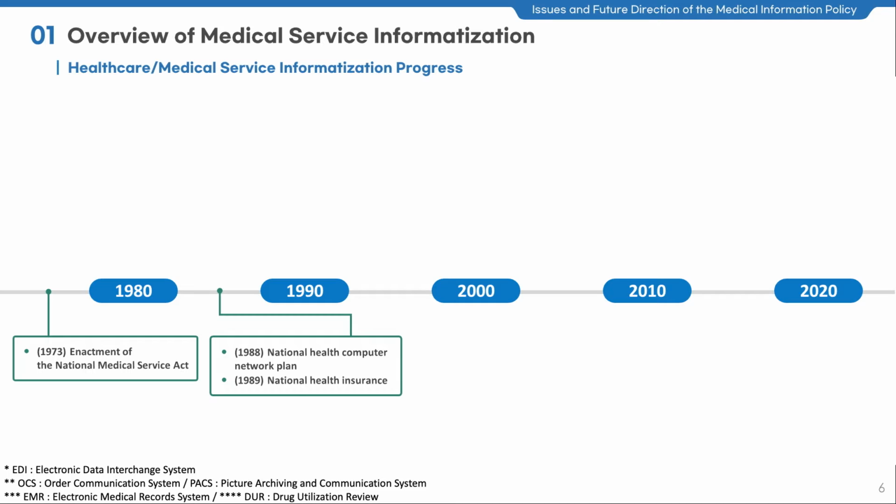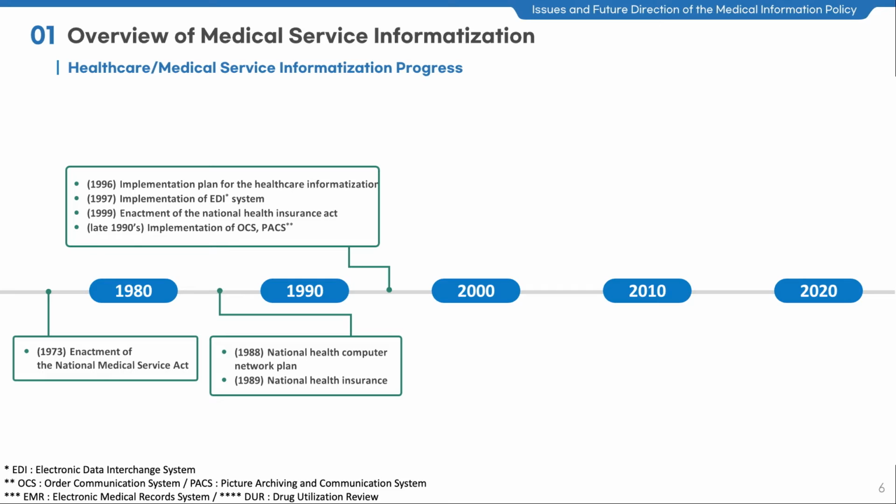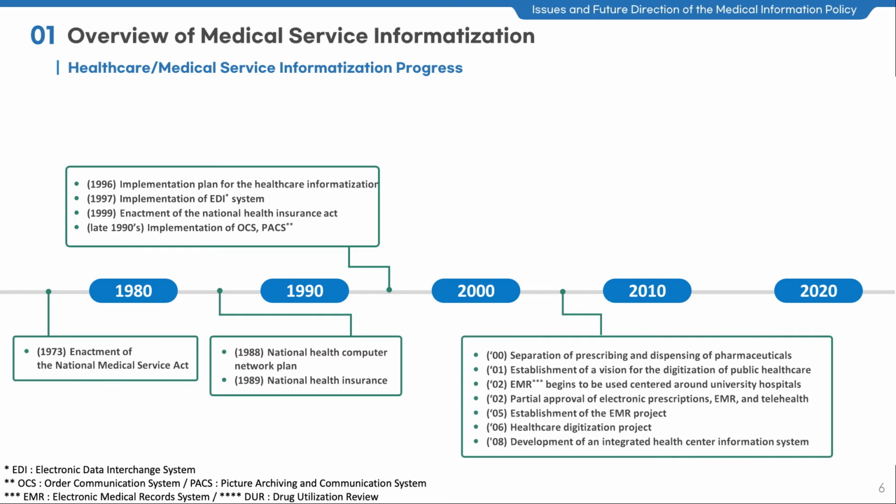the National Healthcare Computer Network Plan and nationwide health insurance were carried out before the 1990s. In the 1990s, the basic plan for the National Welfare Network, including the Public Health Informatization Project, was carried out. In addition, the establishment and enforcement of the Health and Welfare Informatization Promotion Plan, implementation of Electronic Data Interchange System, EDI, enactment of the National Health Insurance Act, the implementation of Order Communication System, OCS, and Picture Archiving and Communication System, PACS, were carried out. The PACS was introduced more widely as compensation for medical charges were provided to hospitals that implemented the PACS.